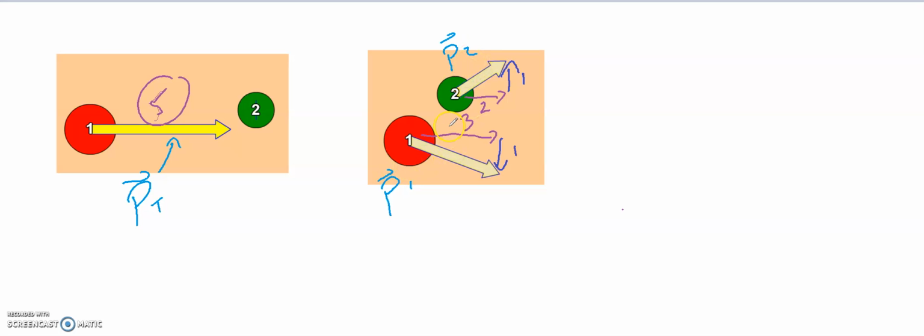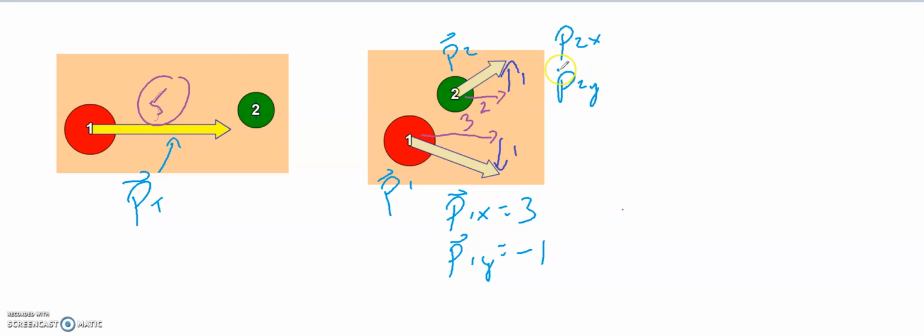Each one of these can be broken apart. There's momentum for 1 in the x direction, and there's momentum for number 1 in the y direction. We just made up numbers here, that doesn't matter. What I had here was 3 in the x direction and minus 1 in the y direction. I'm saying it's minus because it's going down. For this one, we have momentum 2 in the x direction and 1 in the y direction. So it's 2 to the right, and then 1 up. 3 to the right, 1 down.